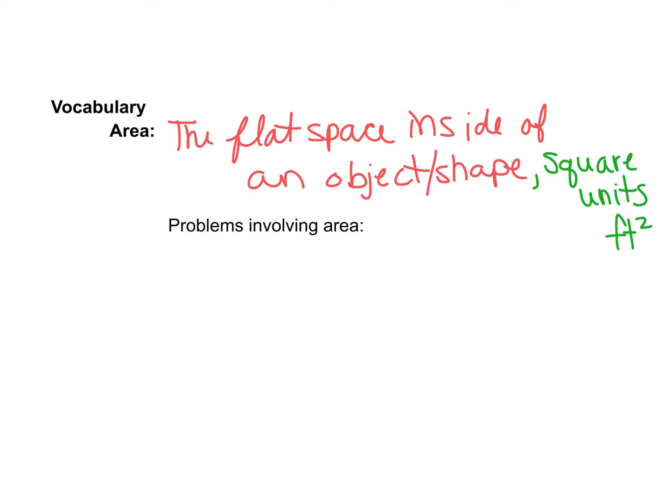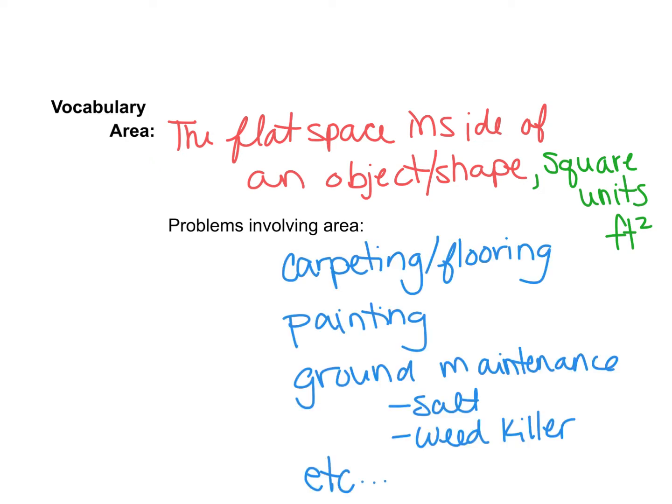We'll start with some vocabulary here on area and discuss a little bit about the problems that we'll see involving area. So area is the flat space inside of an object or shape. Its units are in square units, so for example, feet squared. Out in the real world, problems involving area include carpeting or flooring, painting, ground maintenance, like applying salt to roads, weed killer over a large area, etc. We are going to be focusing on just some straightforward math area problems for right now.